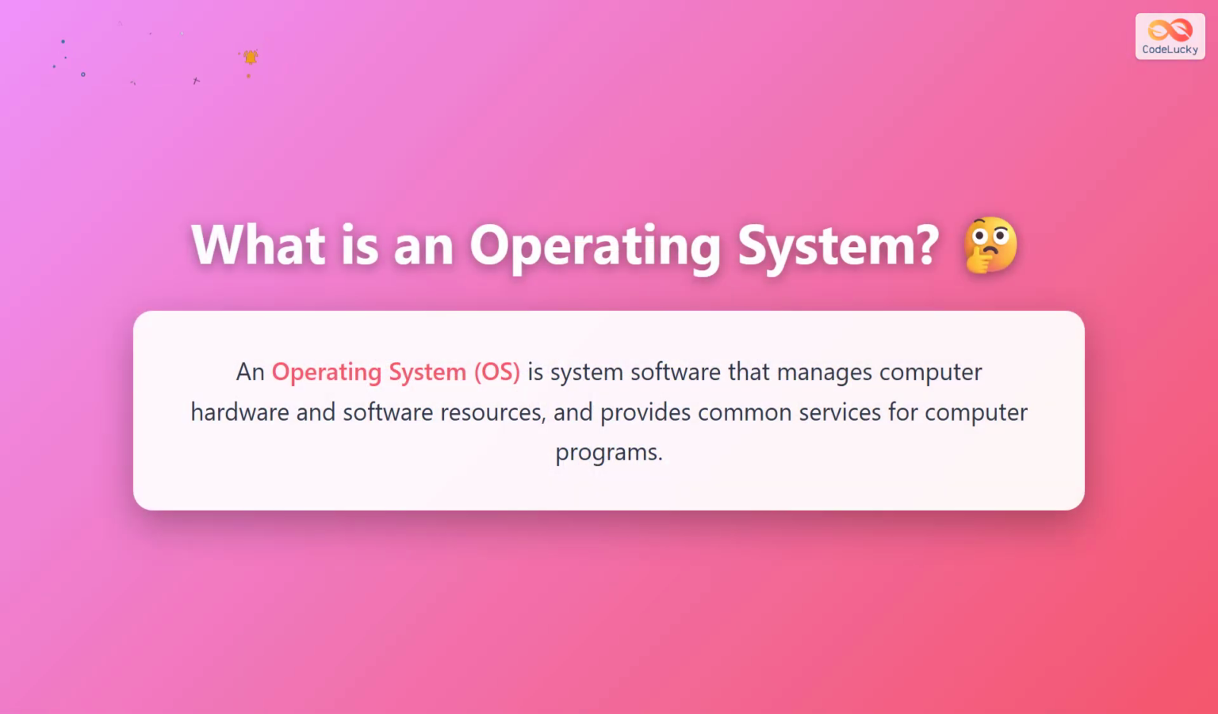An operating system, commonly abbreviated as OS, is system software that manages computer hardware and software resources. It provides common services for computer programs, acting as the foundation that makes everything else possible.